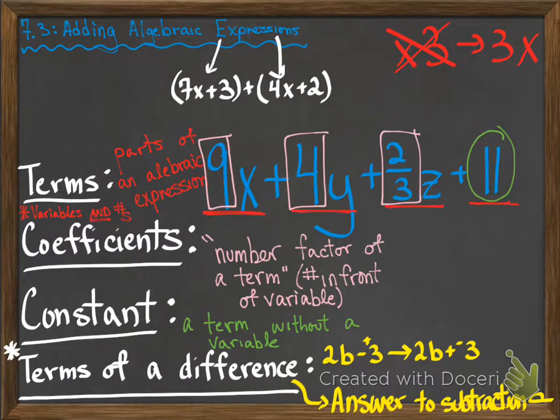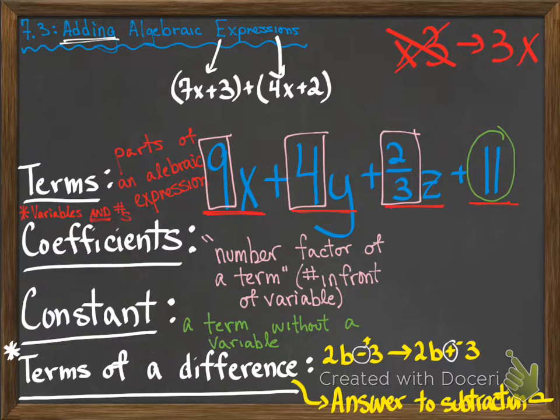So for this first one, it's a subtraction problem, right? I have a minus sign in there. We're talking about adding algebraic expressions, so we can turn a difference into a sum, right? Sum is the answer to an addition problem.